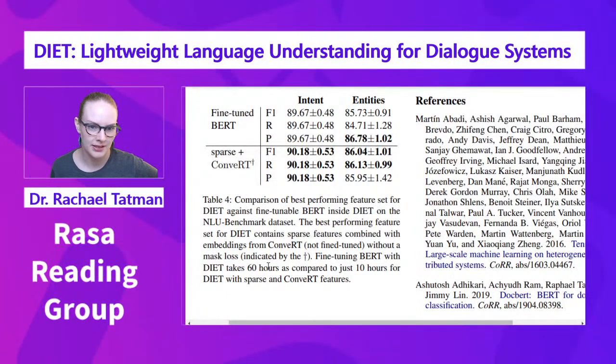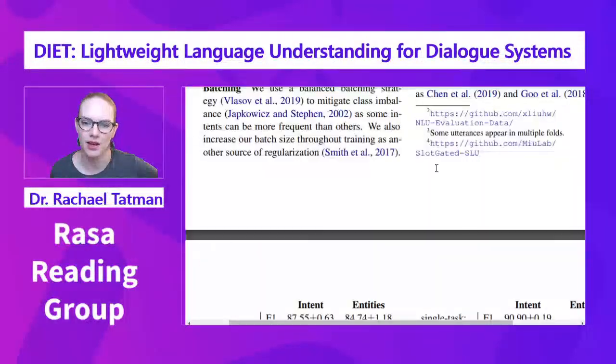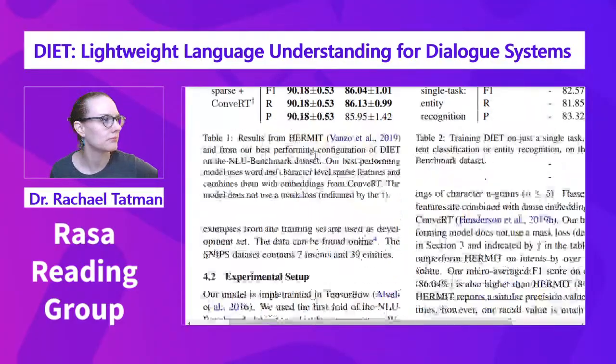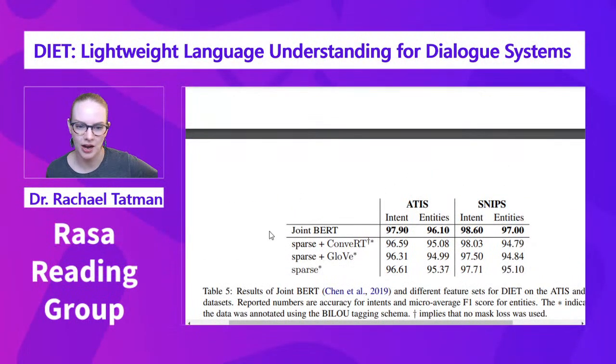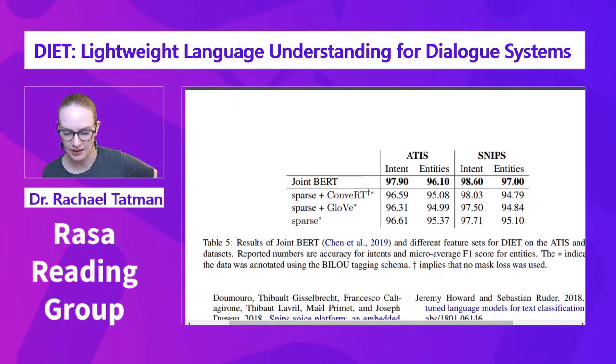And then this one, Table 4, comparison of best performing feature set from DIET against a fine-tuned BERT inside DIET on the NLU benchmark dataset. So comparing, again, sparse features and ConveRT with BERT seems to be doing better overall. Although the precision on entities, I think also that was the pattern with the HERMIT model as well. So interesting to note that. And this is joint BERT, which, like Yulong was mentioning, is one of a similar model. So it's BERT, and then it's fine-tuned, not trained, I should say, specifically on a dialogue task, and then compared to the various configurations of the DIET model.